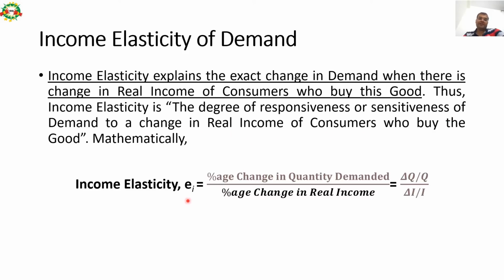Mathematically, again it is EI. In case of price elasticity, we used to denote it with EP. However, in case of income elasticity, we write the symbol EI, and it is equal to the percentage change in quantity demanded, same as that of EP. However, in the denominator, instead of percentage change in price, here we calculate the percentage change in real income.